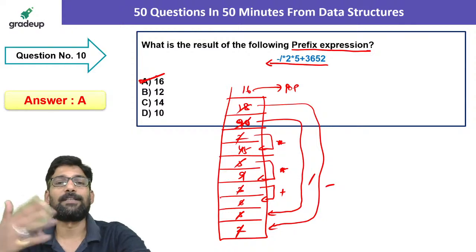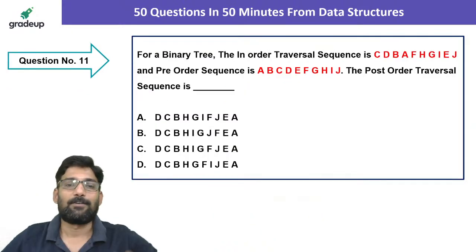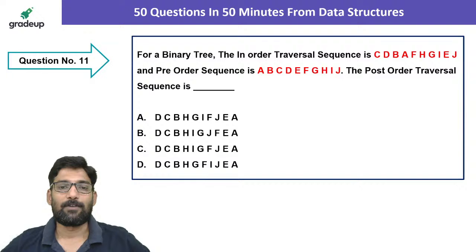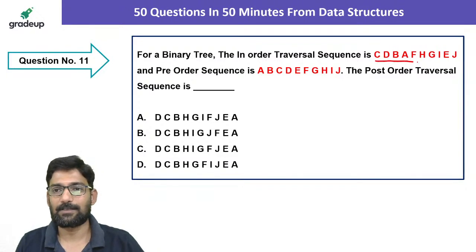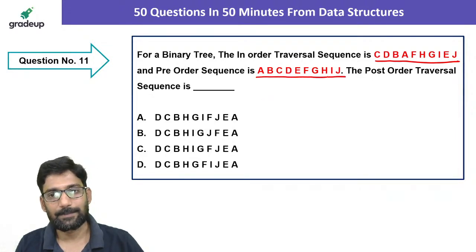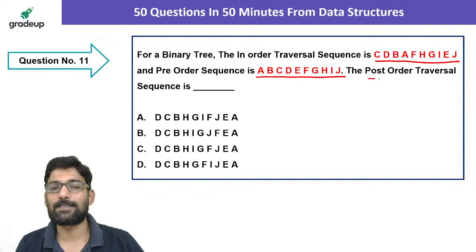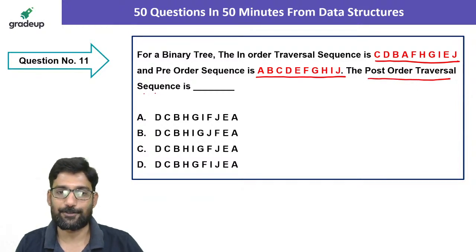Now, let us increase the speed, guys. Question number 11. For a binary tree, the in-order traversal sequence is given. The pre-order sequence is given. The post-order sequence is dash.